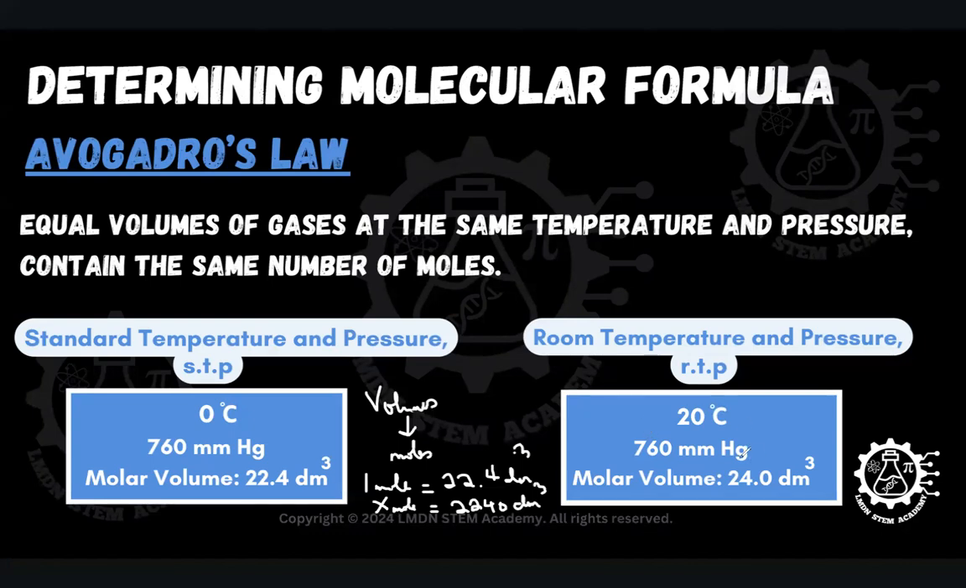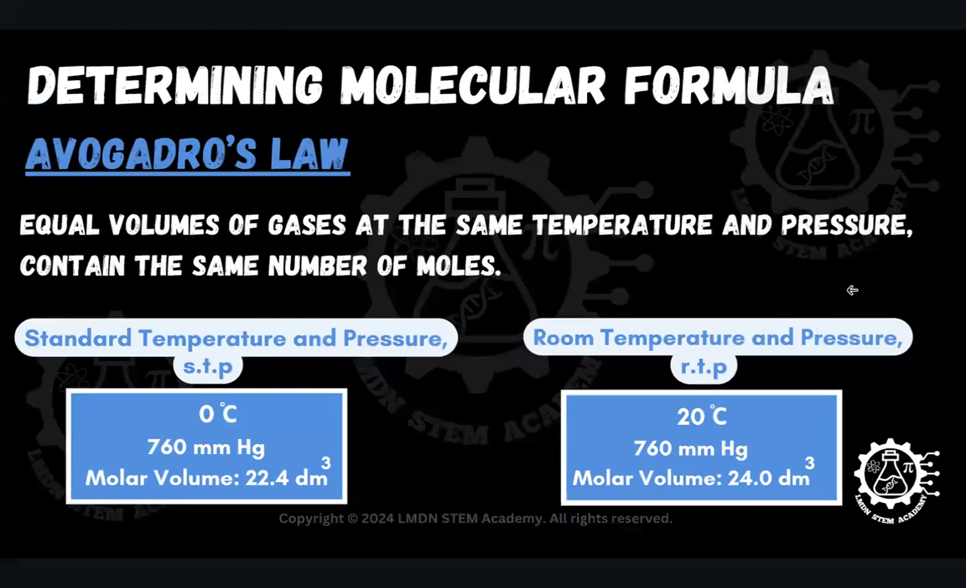And then similarly for RTP, if you're told that you're at RTP, 1 mole is going to occupy 24 dm cube. So if they tell you what volume of the gas you have, then you can figure out how many moles of the gas you have. And then now we can progress to find out the actual number of atoms, which will give us our molecular formula. So in light of this information, we're going to take some examples and put it into application. So let's clear this and keep moving forward.